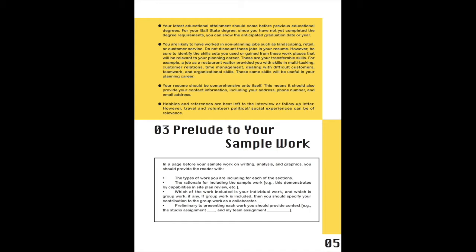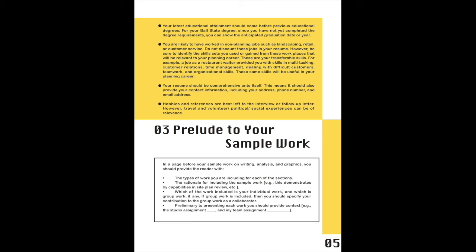And then a prelude to your sample work. In a page before your sample work on writing, analysis, and graphics, you should provide the reader with the types of work you're including for each of the sections, the rationale for including the sample work, which of the work is your individual work or group work, and providing some context if there's a studio assignment or a research assignment. This prelude to your sample work is kind of like a table of contents for each of the chapters or sections that we are asking for.